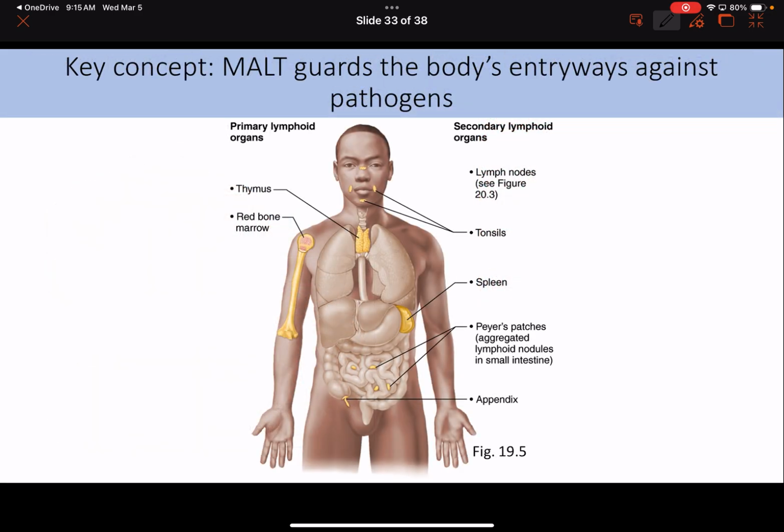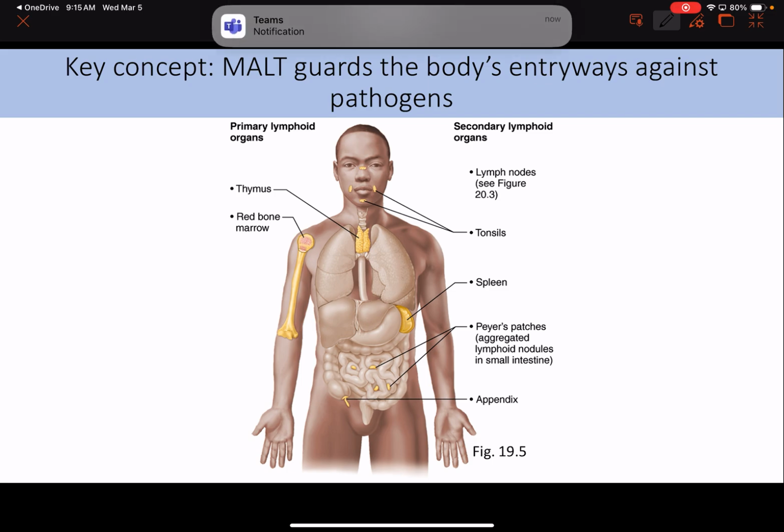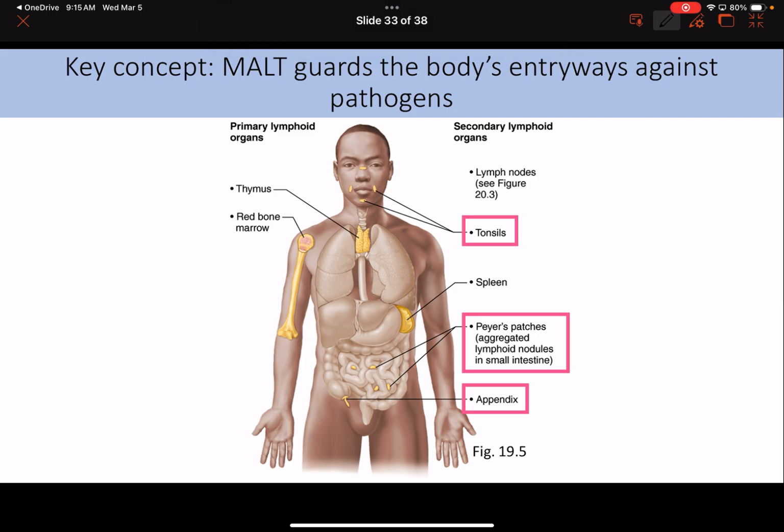So the MALT, again, we already referred to the MALT, mucosa-associated lymphoid tissue. It guards the body's entryways against pathogens. So these are lymphoid organs that are associated with the mucosa of your digestive system. That includes our tonsils, our Peyer's patches, and then our appendix. Our Peyer's patches are very similar to tonsils, and our tonsils are very similar to lymph nodes. So they're all very similar to each other.